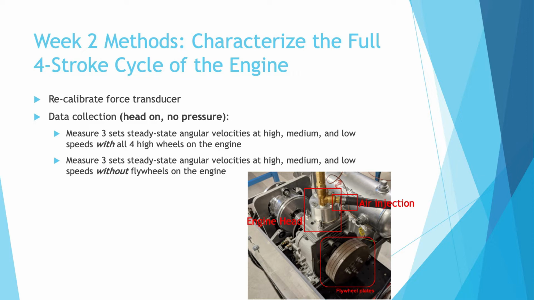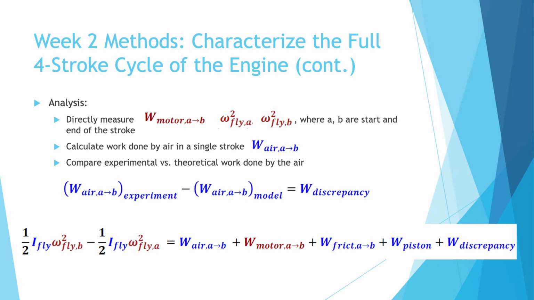We collected 2 groups of steady-state angular velocity data with and without the flywheel at the end of the engine, and recorded each group of data at high, medium, and low speeds. To analyze the work done by air in each stroke, we measure the work done by the motor, the work done by the friction, and the flywheel angular velocities, and we calculate the work done by the air using the following equations.